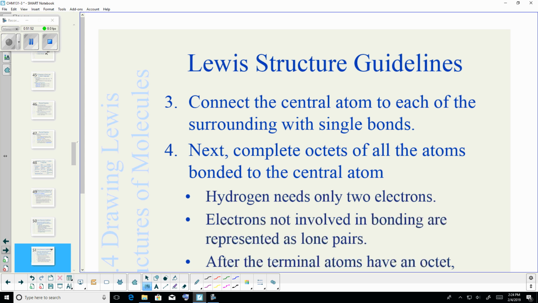Next, complete each terminal atom with an octet. Okay? Except hydrogen needs only 2. Only 2 electrons to be happy because it wants to be like helium.